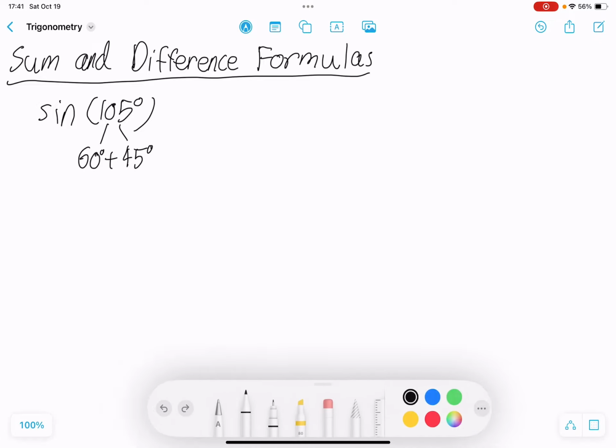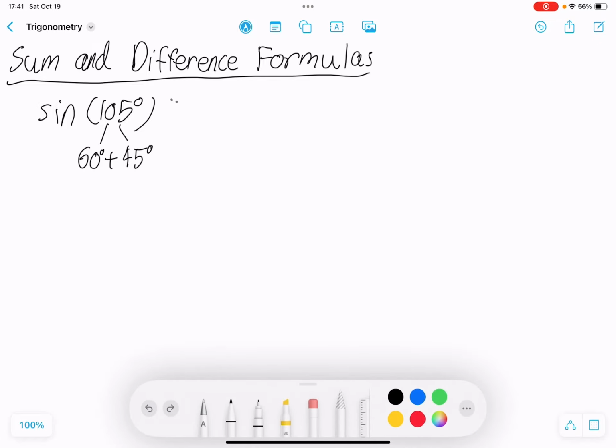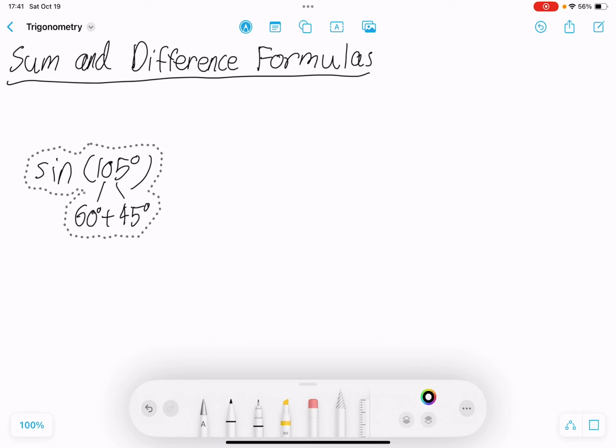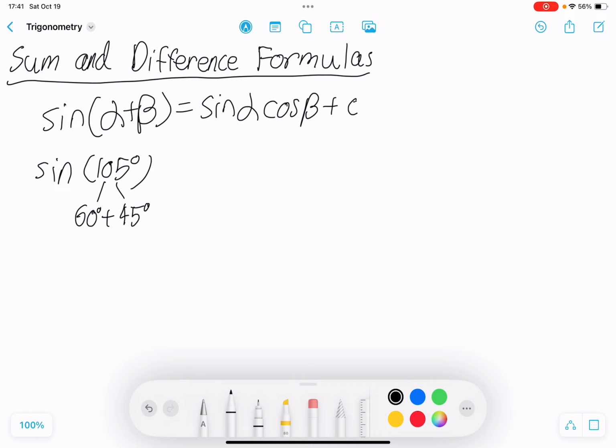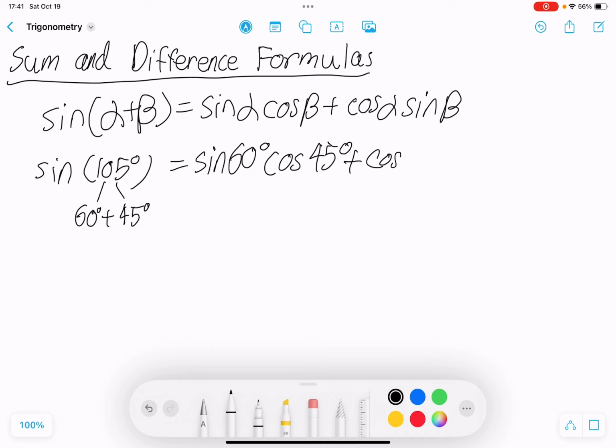So the formula for the sum of two angles in sine is: sine of alpha plus beta equals sine alpha times cosine beta plus cosine alpha times sine beta. If we apply this to the sine 105 degree example, we have sine 60 degrees times cosine 45 degrees plus cosine 60 degrees times sine 45 degrees.